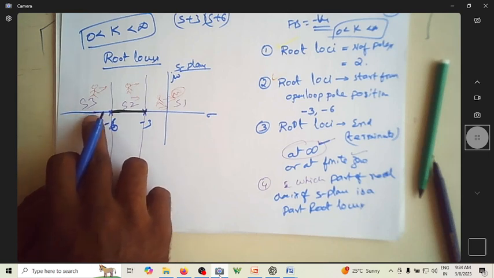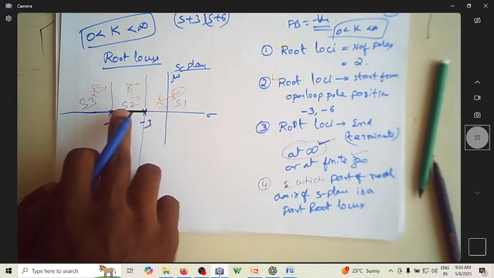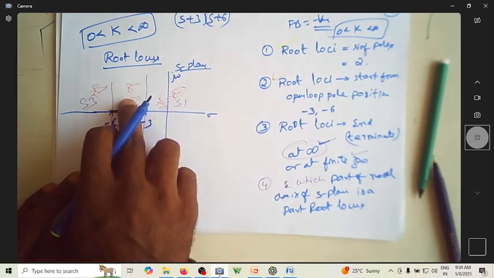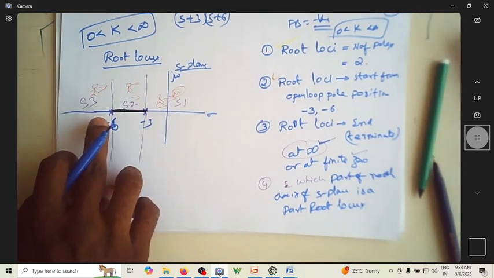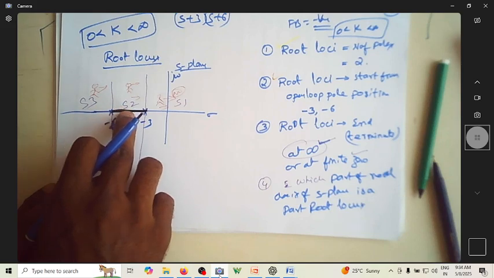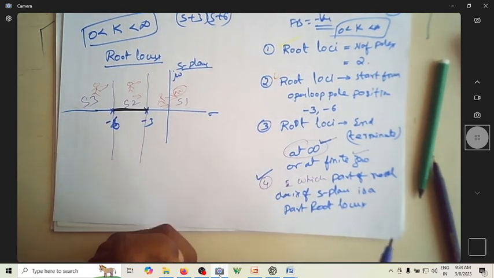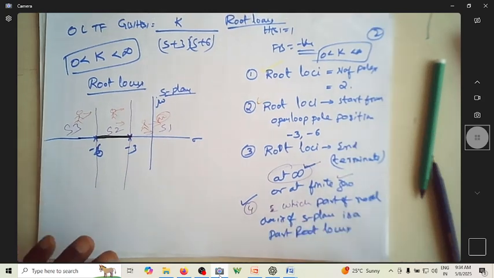You're not darkening that. You can see you darken this. You didn't darken this. Why you didn't darken this? Because there are no zeros and poles. Here there are an odd number, which is 1. Here it is an even number. So here it doesn't exist. Only segment 2 is a part of root locus. So this is very important while plotting the root locus of any given system.